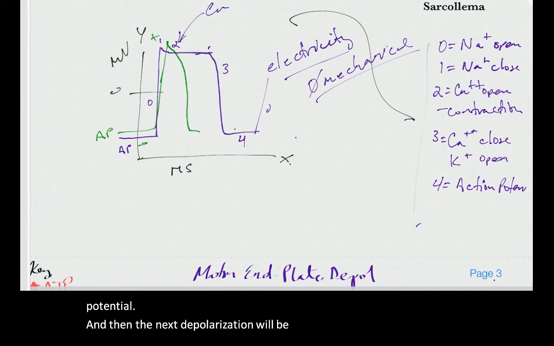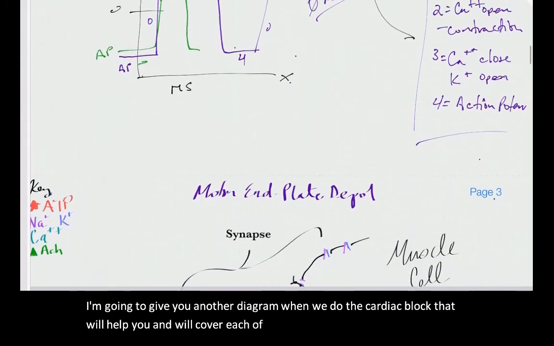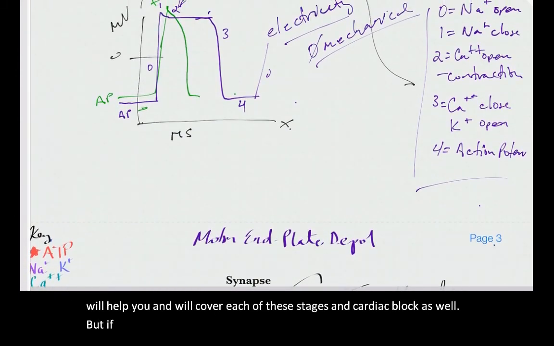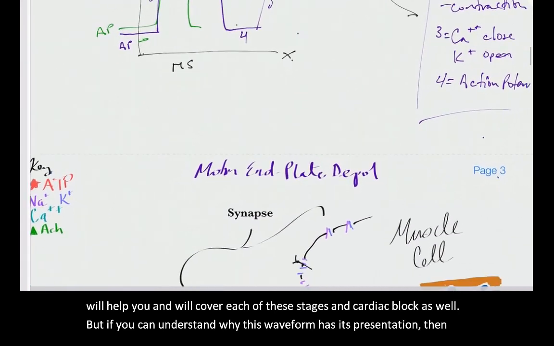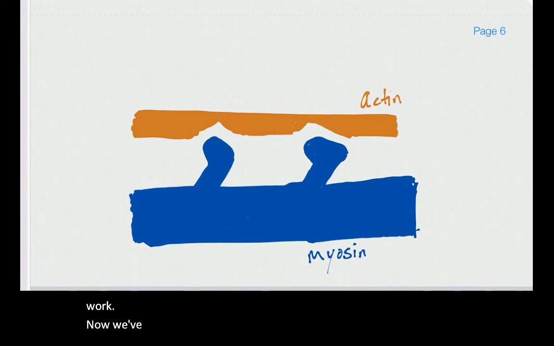So keep these handy. I'm going to give you another diagram when we do the cardiac block that'll help you, and we'll cover each of these stages in cardiac block as well. But if you can understand why this waveform has its presentation, then you're on the way to understanding how an EKG will work. Now we've zoomed in, and let's say that we just went through that process of depolarization.